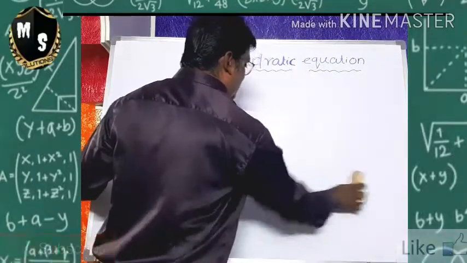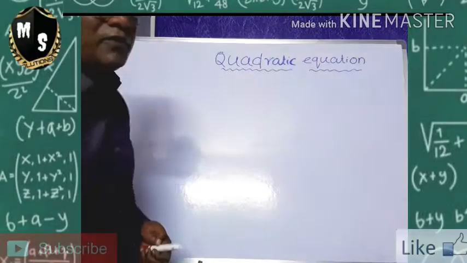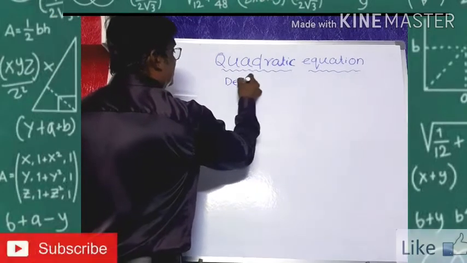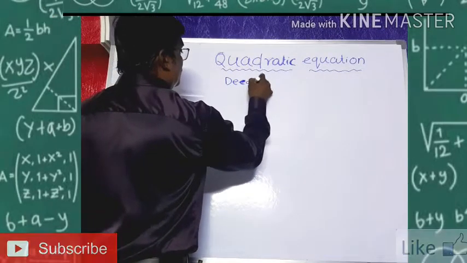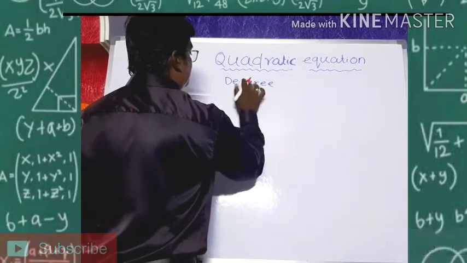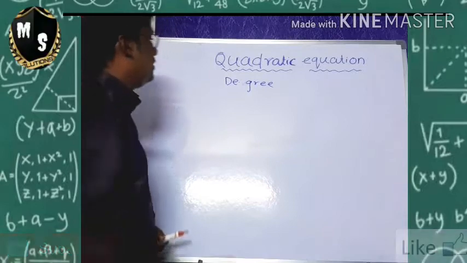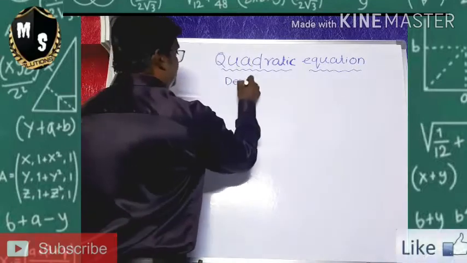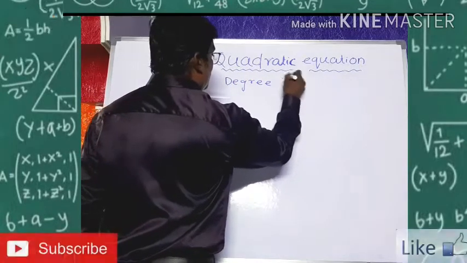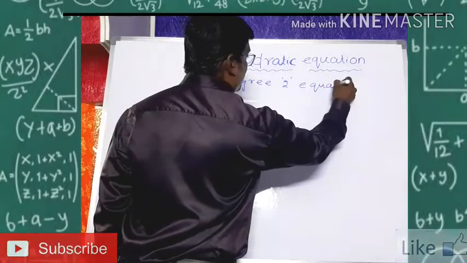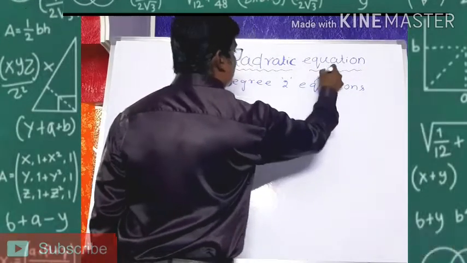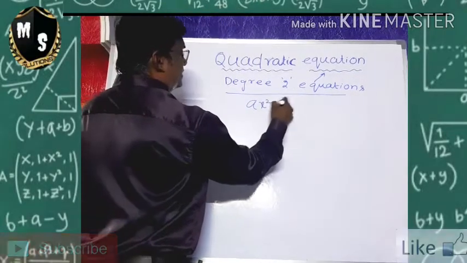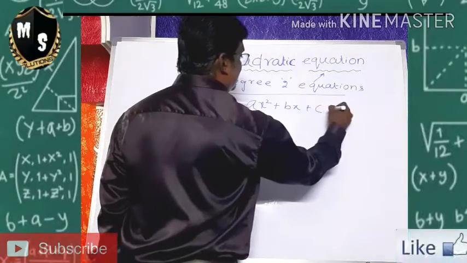I told you that. And the format for the quadratic equation: degree 2 equations are otherwise called quadratic equations and are available in the format ax^2 plus bx plus c equal to 0.